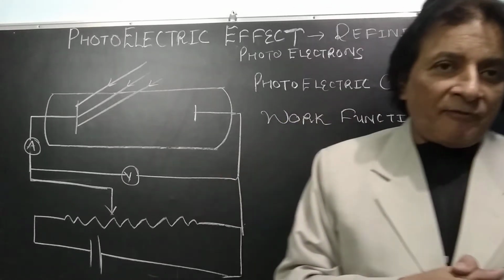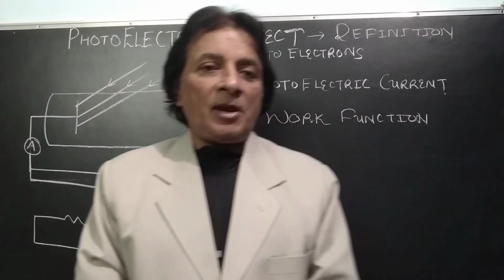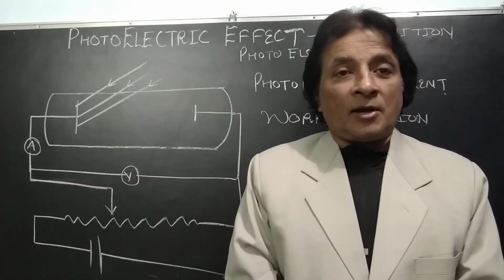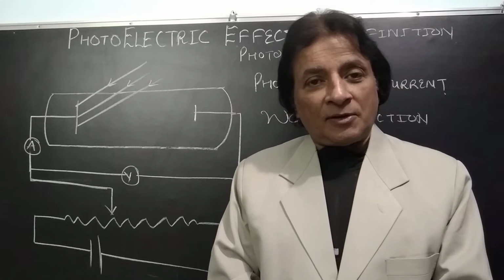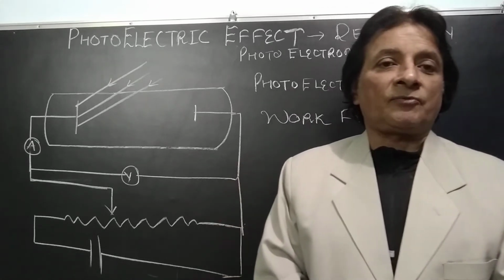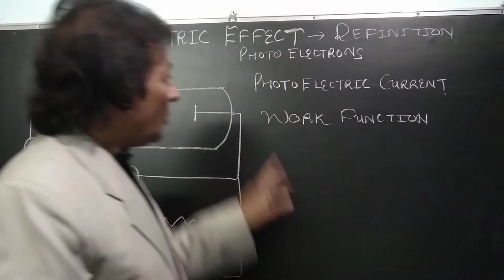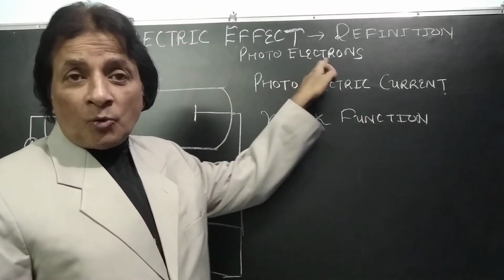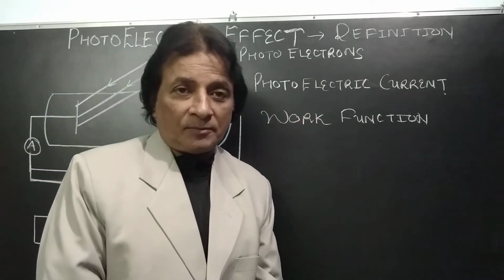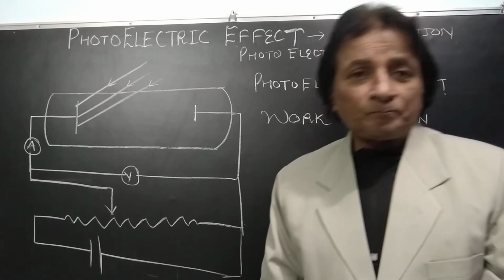The traditional definition is: when light of suitable wavelength is made incident on a photosensitive metal, then photoelectrons are emitted. So this phenomenon is known as the photoelectric effect. And what are emitted are known as photoelectrons.